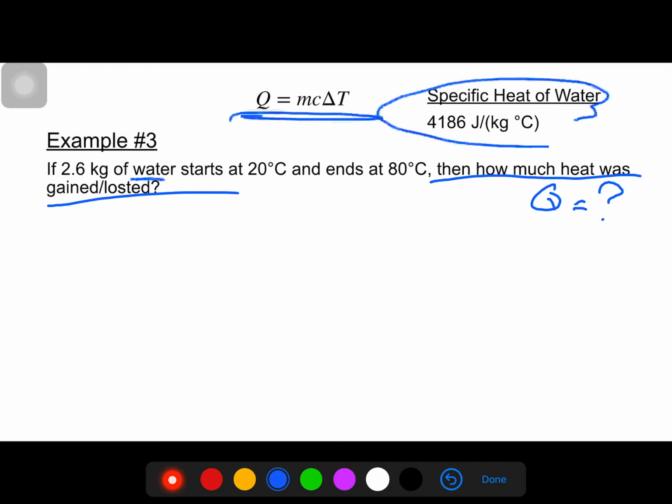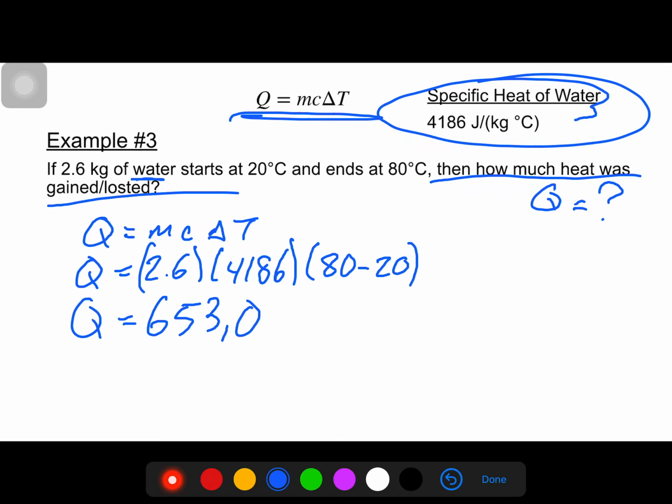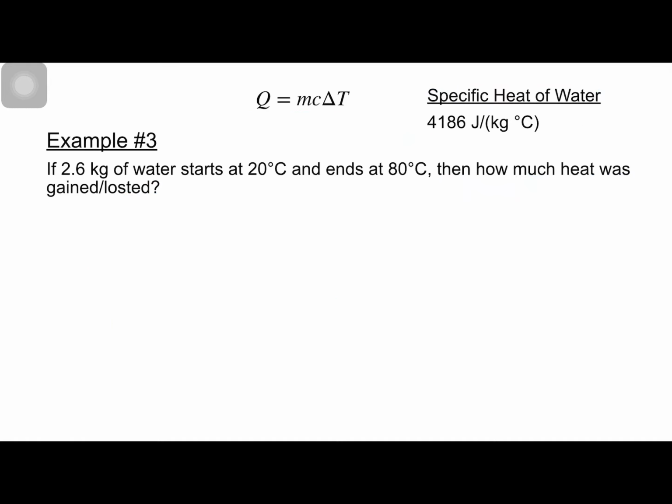And we're talking about water, so we're going to use the specific heat of water. Okay, so Q is equal to mcΔT. My Q, what we're solving for, is equal to my mass of 2.6 kilograms times 4,186, my specific heat, times my final temp minus my initial temp. So 80 minus 20 is a positive number, which means heat is flowing in, right? We're heating things up. Times 4,186 times 2.6, and our Q is equal to 653,016 joules.